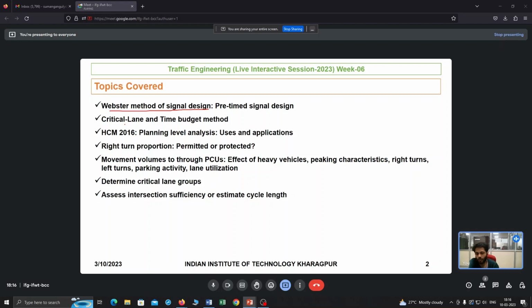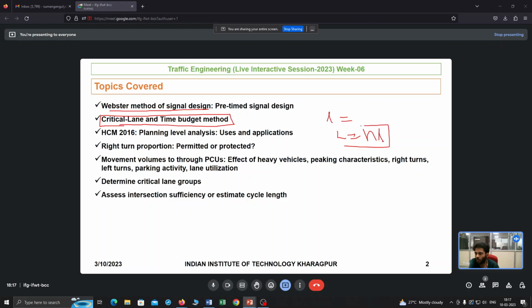Similarly to this Webster method, there is another method called the critical lane and time budget method. Here also, instead of calculating C0 directly, it calculates the critical lane volume itself. It starts with the assumption that we have a lost time of L per phase. Suppose we have n phases, so the total lost time is n into L.